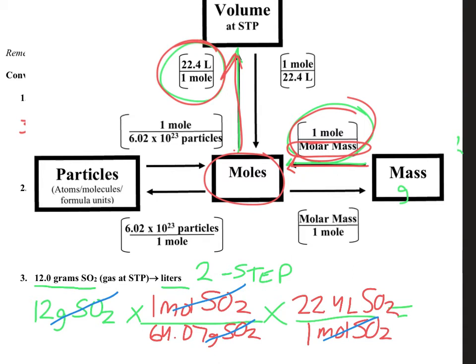So remember, multiply by top, divide by the bottom. So it's going to be 12 times 1 divided by 64.07 times 22.4 divided by 1. And what I ended up getting is about 4.19 liters of SO2. Do that in your calculator, double check, make sure you're plugging in your calculator correctly.